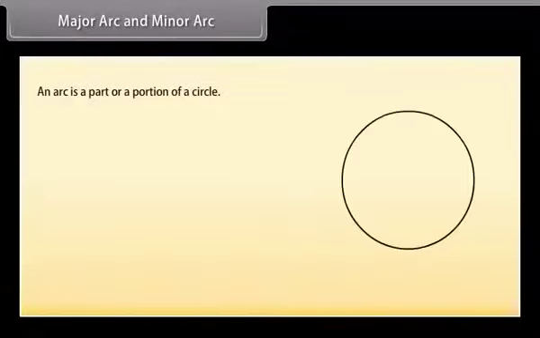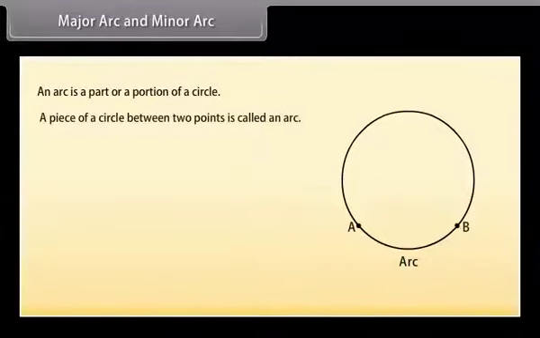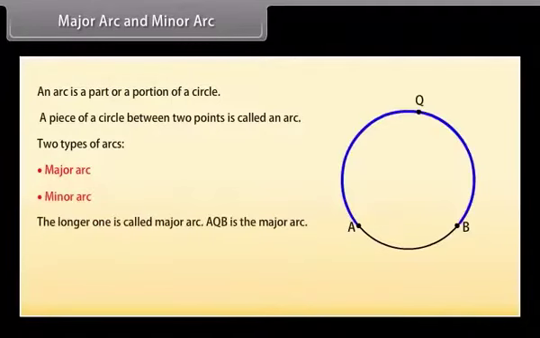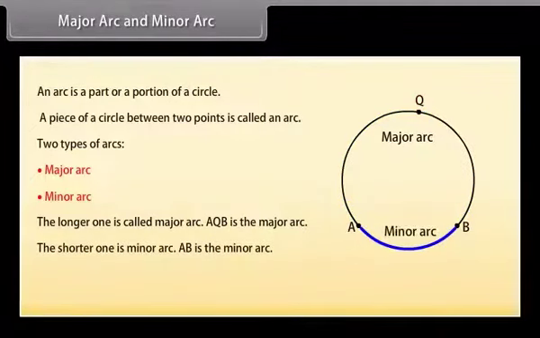Major arc and minor arc. Look at this figure. This is an arc. An arc is a part or a portion of a circle. Or we can say that a piece of a circle between 2 points is called an arc. There are 2 types of arcs: the major arc and the minor arc. The longer one is called major arc. Here AQB is the major arc, and the shorter one is the minor arc. AB is the minor arc. The arc is denoted by this sign.